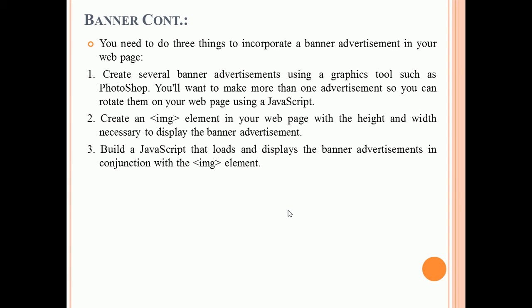Now, in this presentation, we are going to see three important steps that we have to perform in order to create a banner in HTML. First, create several banner advertisements using any of the graphics tools such as Photoshop or Flash. Then create an img element in your web page with the height and width necessary to display the banner. Then build a JavaScript that loads and displays the banner advertisements in conjunction with the img element.